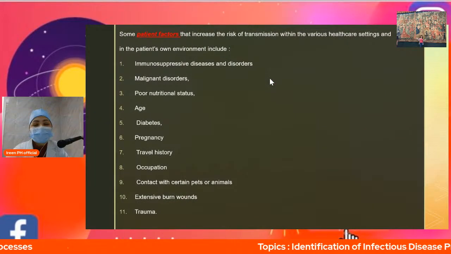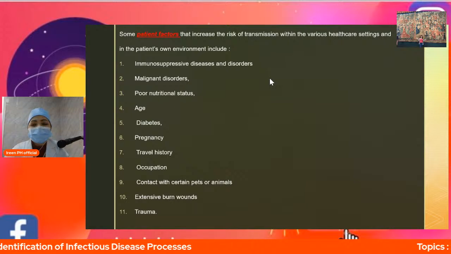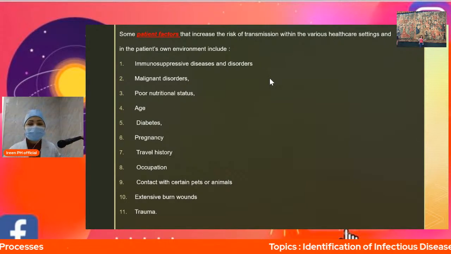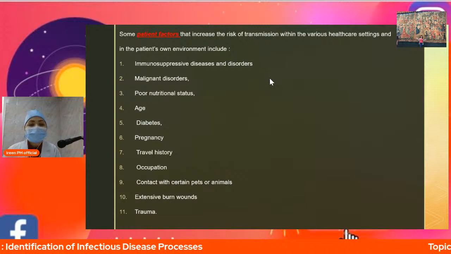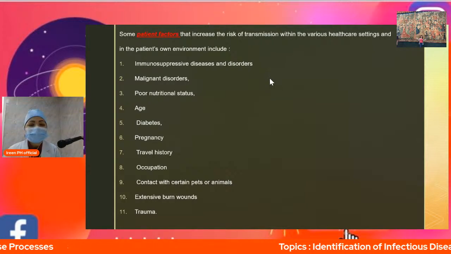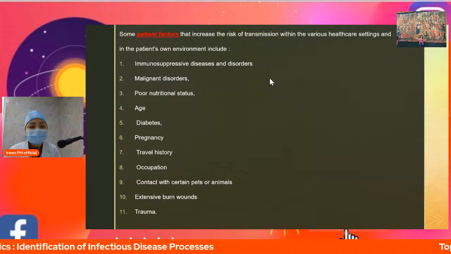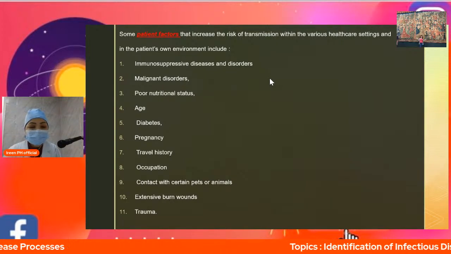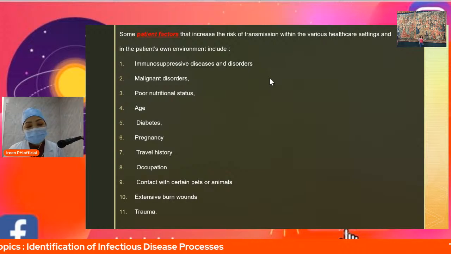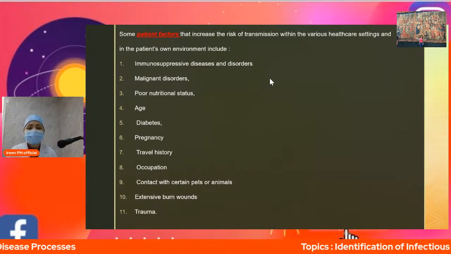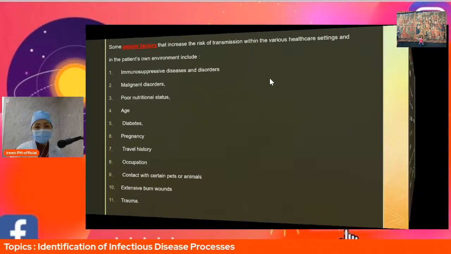Some patient factors. I mentioned the risk factors, and this is one example: the patient factors that increase the risk of transmission within the various healthcare settings and in the patient's own environment include immunosuppressive diseases and disorders, malignant disorders, poor nutritional status, AIDS, diabetes, pregnancy, travel history, occupation, contact with certain pets or animals, extensive burn wounds, and the last one, trauma.